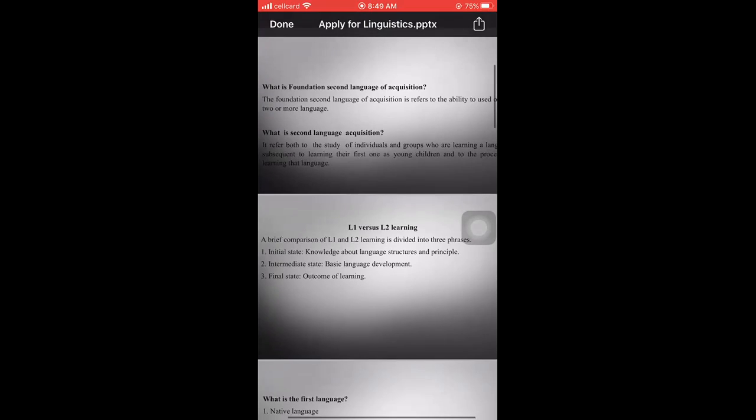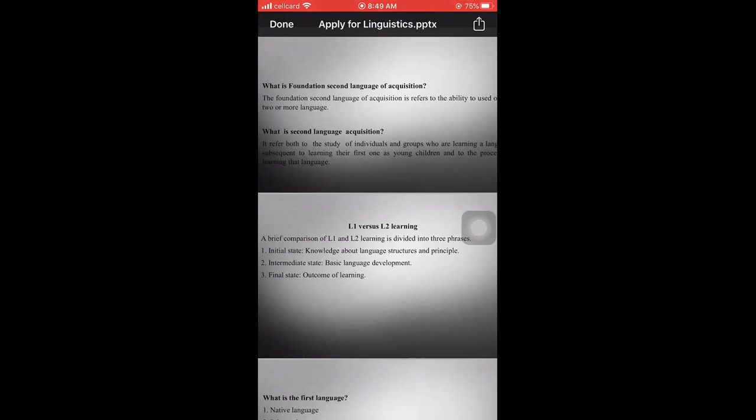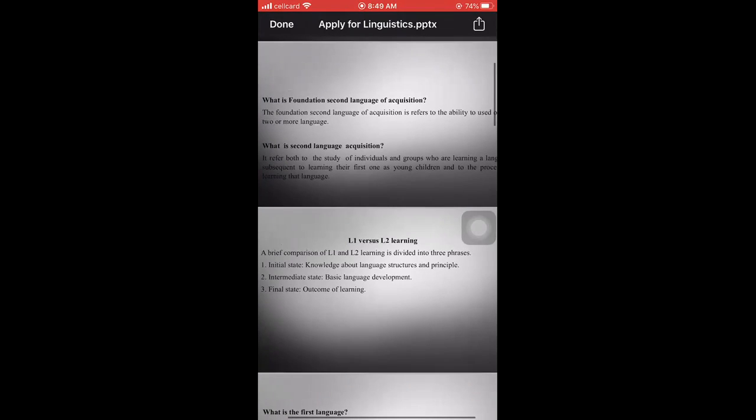The first time for me, I would like to say good morning, teacher, and good morning, all my classmates. So this one, I would like to present. We're talking about foundation of second language acquisition. So what is foundation of second language acquisition? It refers to the ability to use one or two or more languages. What is second language acquisition? It refers both to the study of individuals who are learning a language subsequent to learning their first one as young children, and to the learning process of that language.